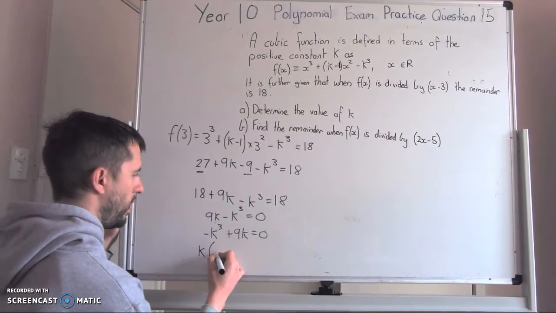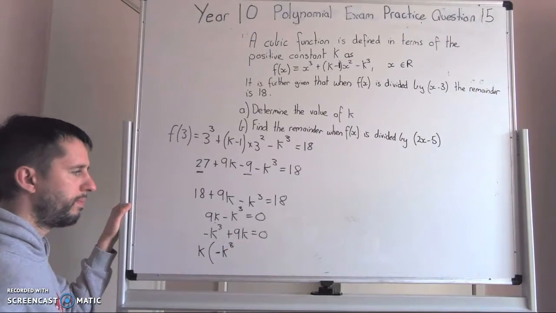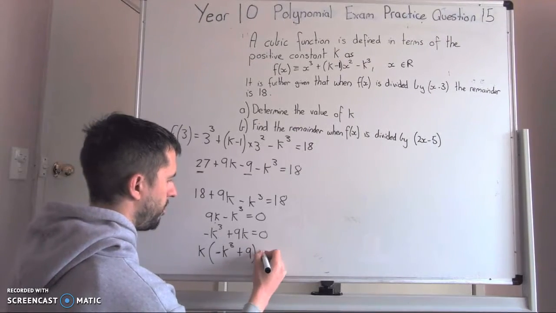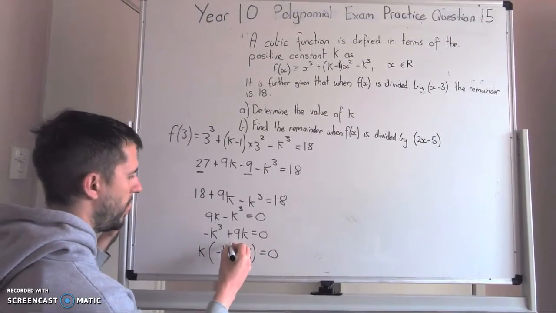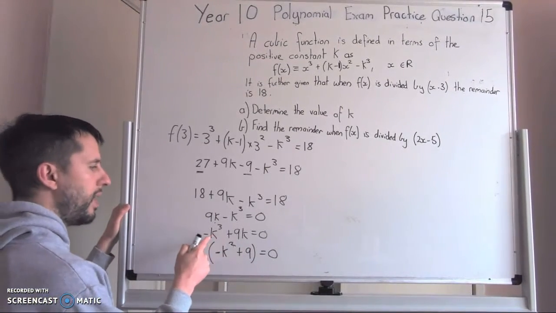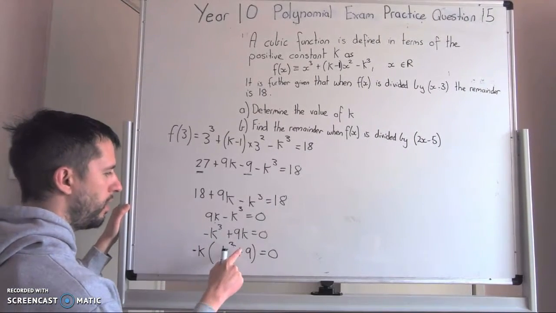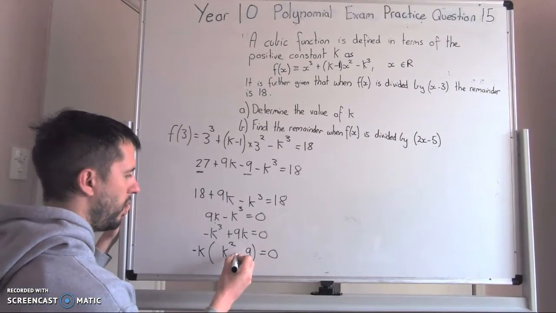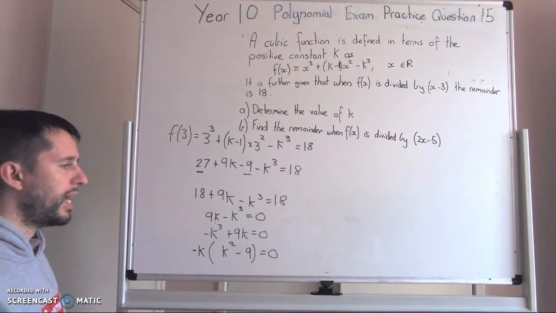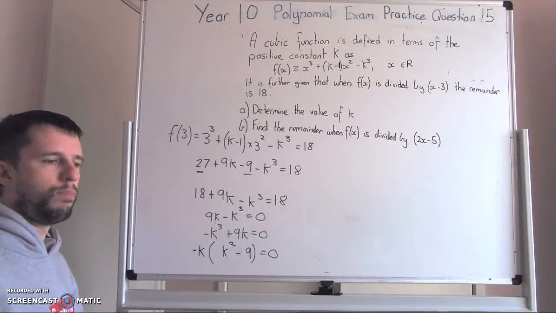That leaves me with negative k to the power of 2 plus 9 is equal to 0. I could have taken out negative 1k, which meant that it would be k squared minus 9 is equal to 0. Both are correct. You can do it either way. I'll keep it in this way now. So it all depends on what you prefer.